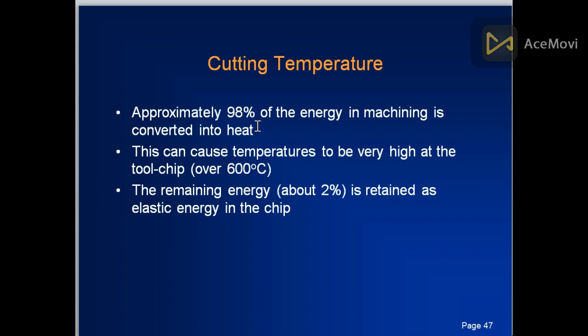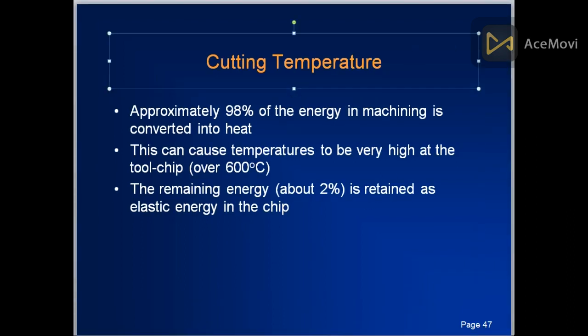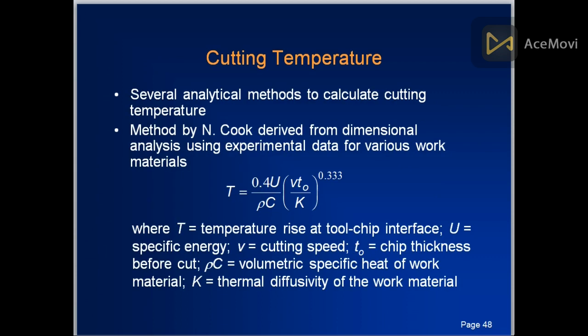Cutting temperature. Approximately 98% of the energy in machining is converted into heat. The temperature may be over 600 degrees centigrade, and the remaining 2% of the energy is retained as elastic energy in the chip.